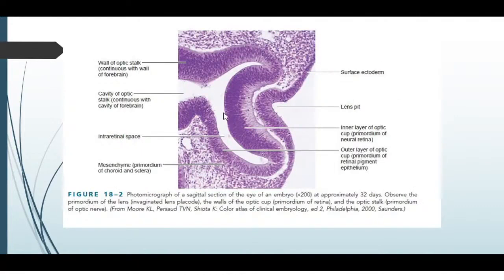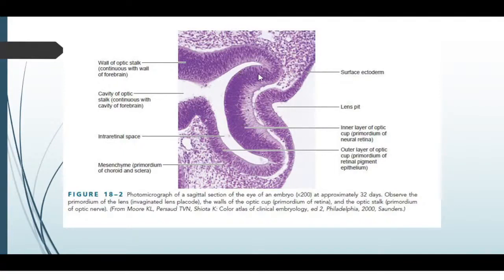as well as the optic cup, which is also a very thick layer of epithelium. But this is the epithelium of the neural ectoderm. And we see some elements like the cavity of the optic stalk. Also we see the intraretinal space. And we see two layers of the future retina, the outermost layer and the innermost layer.